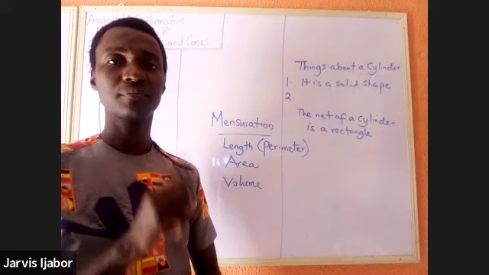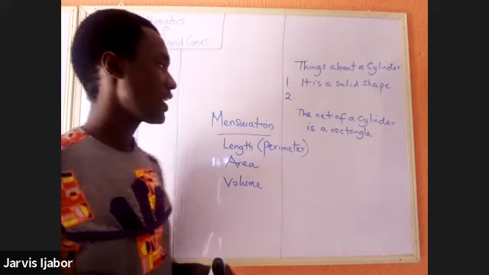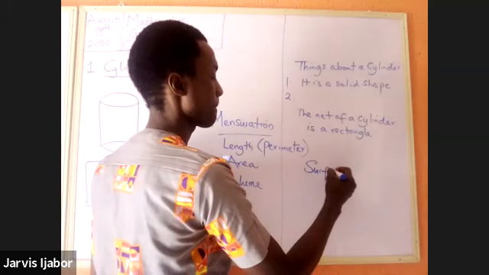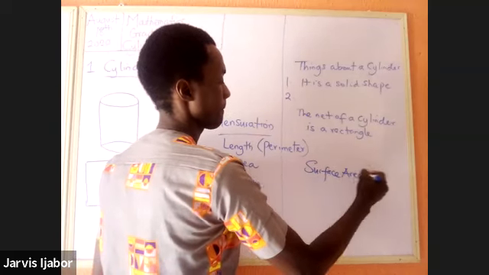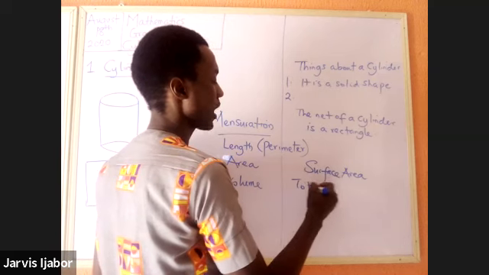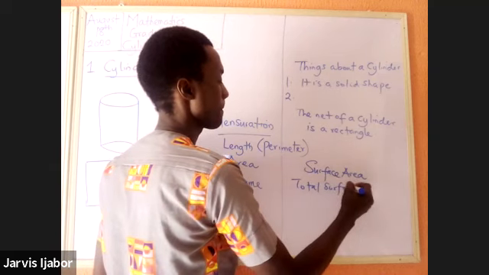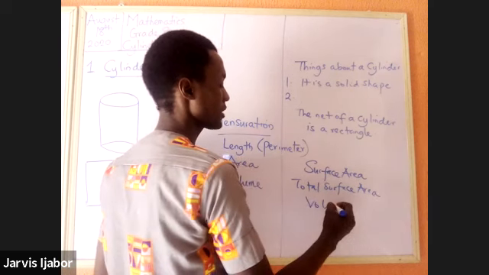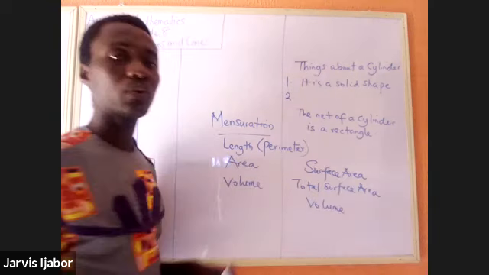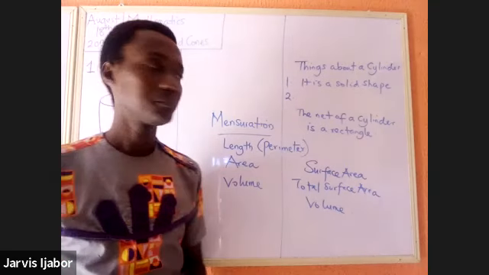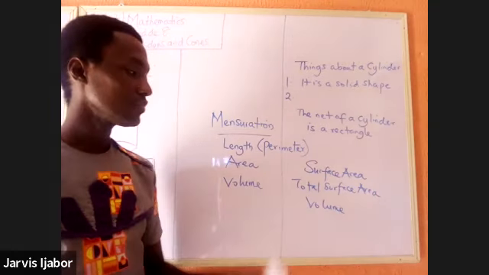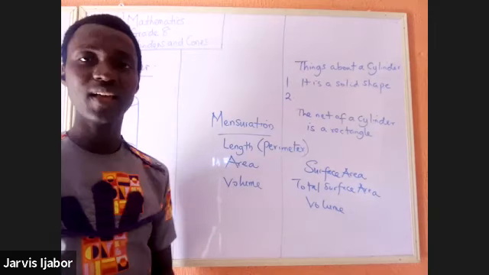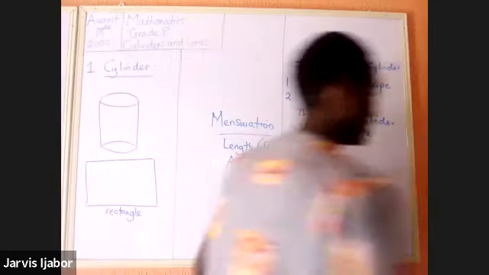What are the three key measurements that can be made from a cylinder? Number one, surface area. Number two, total surface area. And number three, volume. These are the three key measurements you can make of a cylinder. Surface area, total surface area, and what? Volume. So let's start.